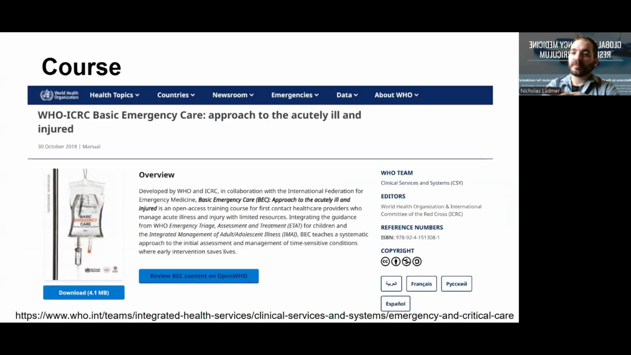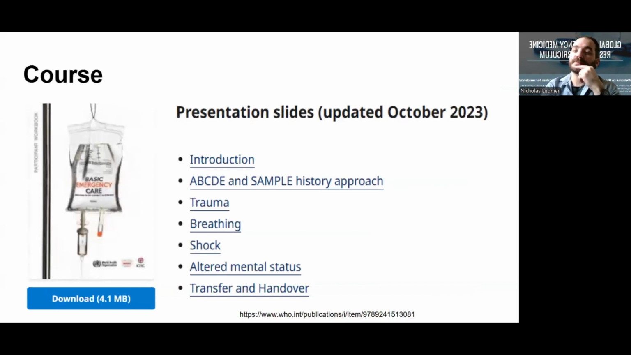One of the benefits and goals of the BEC was to make it widely accessible. So all of these materials are free and available through the WHO website. One of the main components of the course is the course manual, which is downloadable from the WHO website and is available in multiple languages, including English, French, Spanish, Arabic, Dari, and others, which you can get on request.